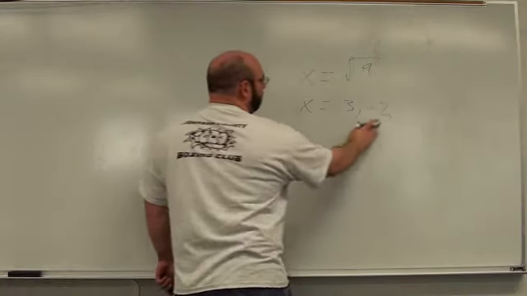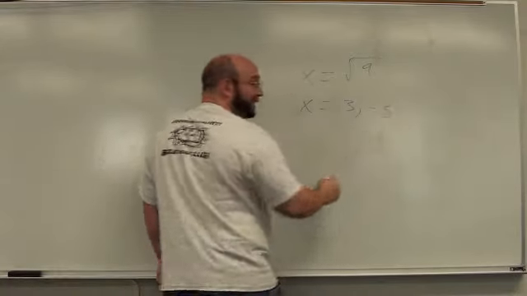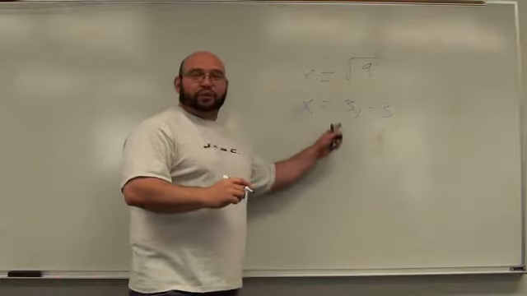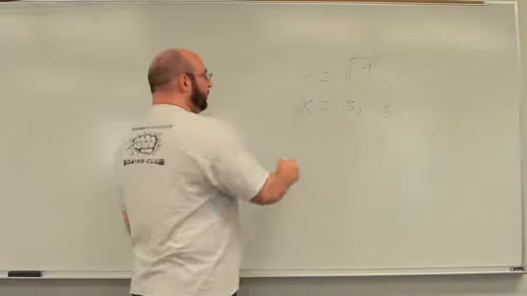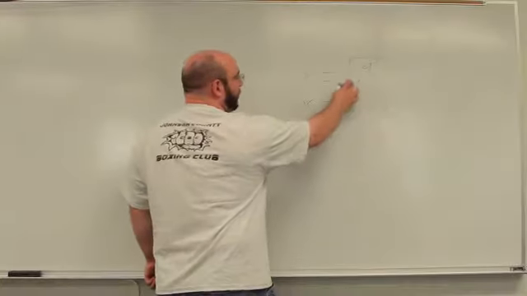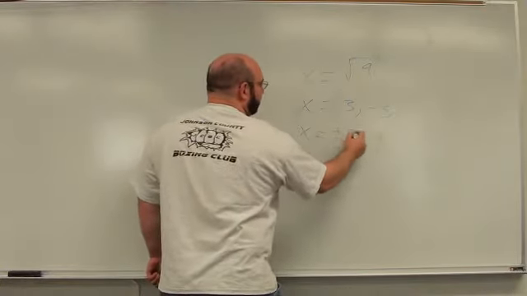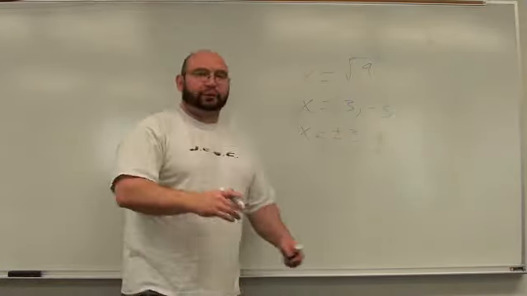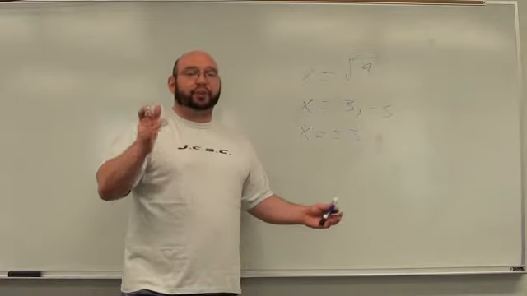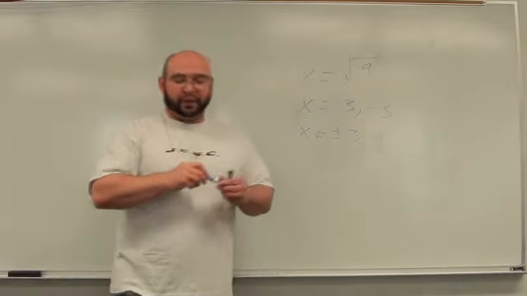So it's going to be 3 and a negative 3. So essentially the square root of 9 is going to be plus or minus 3, because negative 3 times negative 3 is 9, and 3 times 3 is 9. Alright?